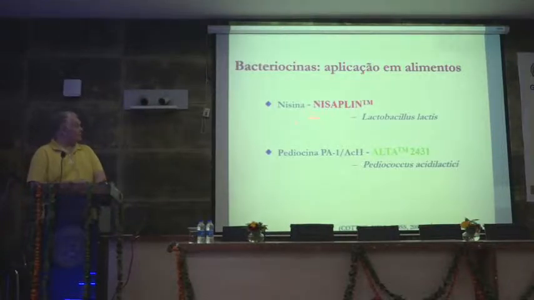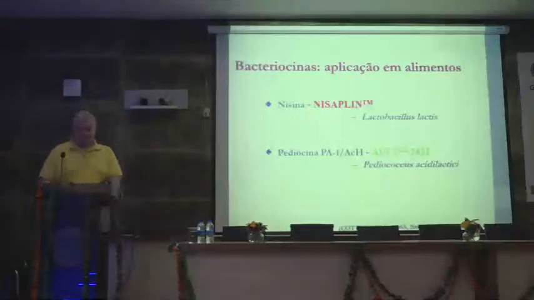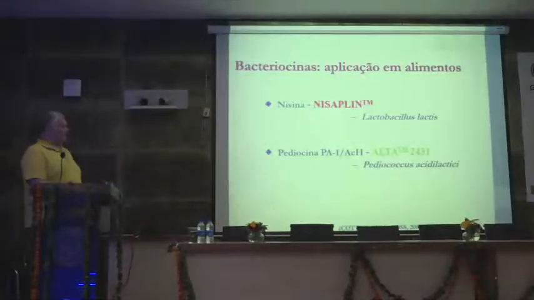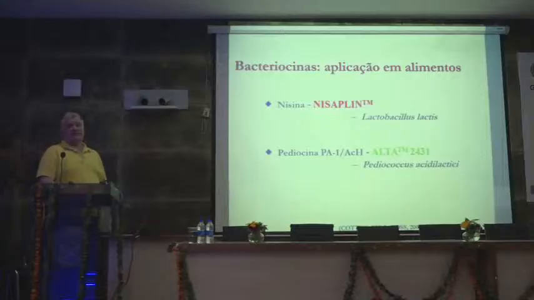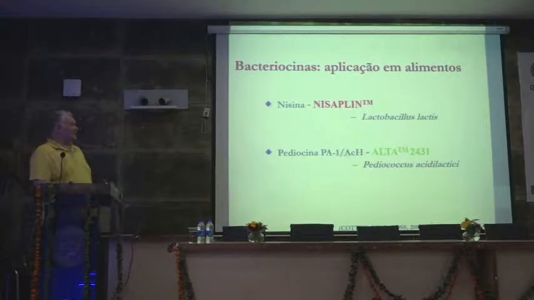So Nisaplin is a commercial name of nisin, and Alta 2431 is commercial pediocin PA-1. They can actually be purchased as a pure material. The problem is it's quite expensive, and when you need to do several experiments in the lab, buying them from Sigma is a high price. But sometimes we needed them as controls.